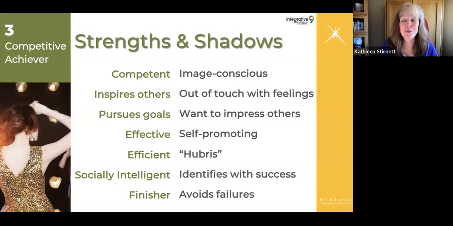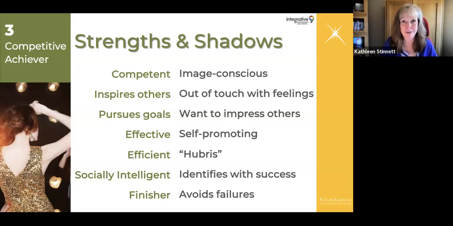You can see the word hubris, and I like to think of our 3s as having hubris because they believe that they are capable of so many things. And in fact, it really is true. They can get a lot done, and they don't tend to take on tasks where they feel like the failure is a real possibility.